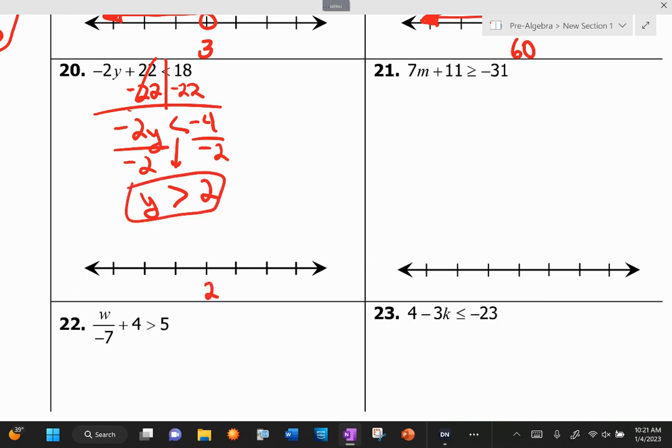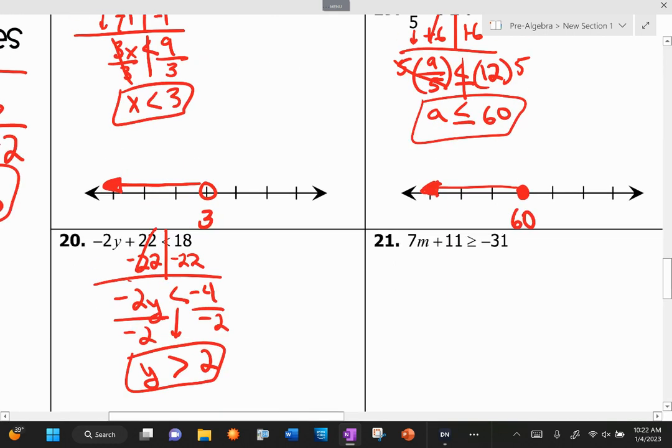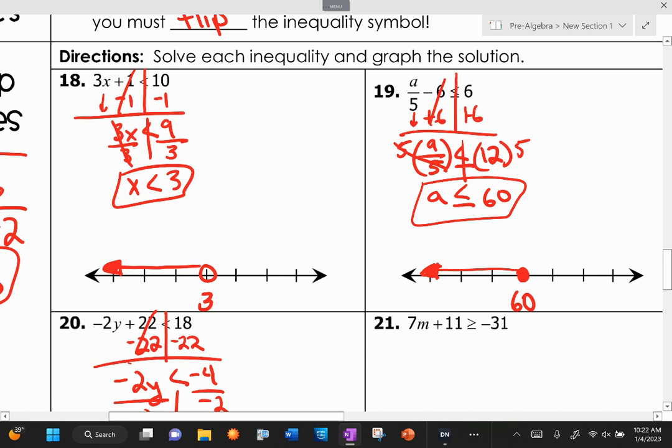We'll go down to the graph. On 2, it would be an open circle. Because we flipped it, it's y is greater than. Yes, the only time you have to flip it is if you multiply or divide by a negative. Number 18 is because we divided by a positive number.